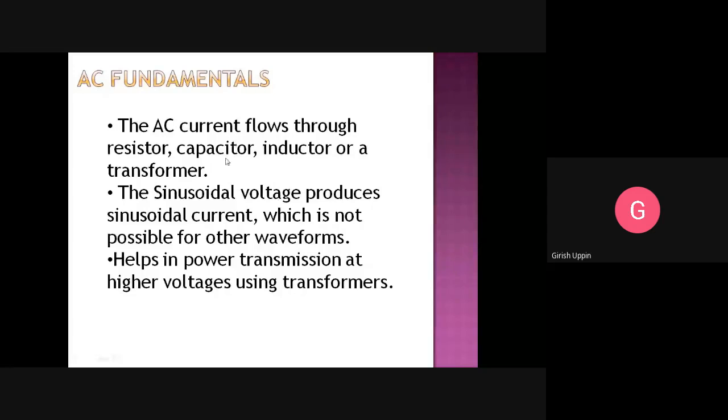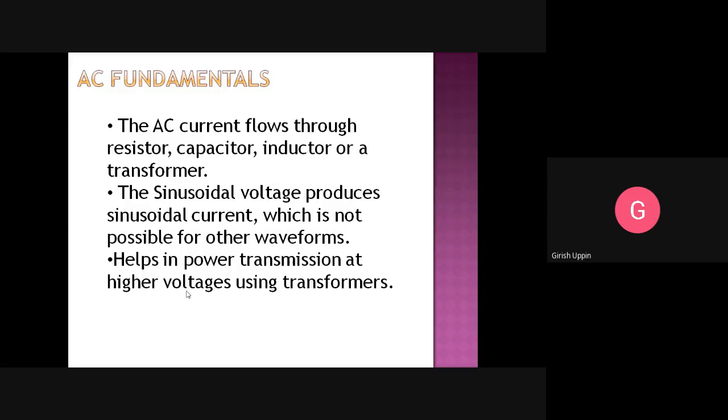But if I apply the sinusoidal voltage to the capacitor, the resulting current is also sinusoidal. If I apply the sinusoidal voltage to the resistor, the resulting current is sinusoidal. If I apply a sinusoidal waveform to the inductor, the resulting current is also sinusoidal. This is not true for other waveforms. That is the biggest advantage of the sinusoidal waveform. And also it helps in power transmission at higher voltage using transformers.